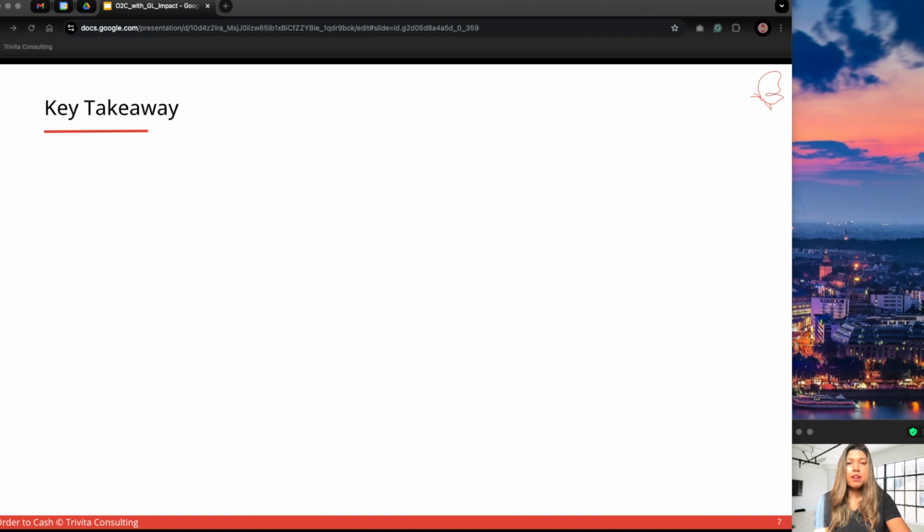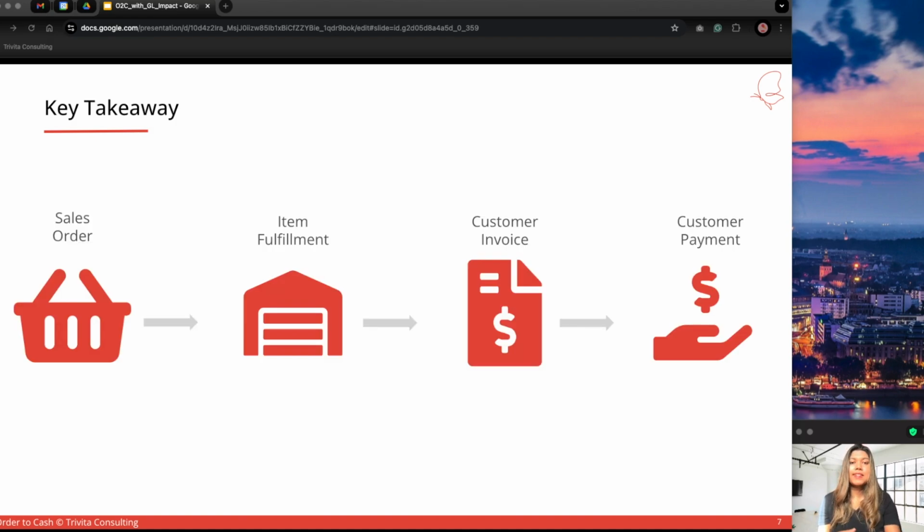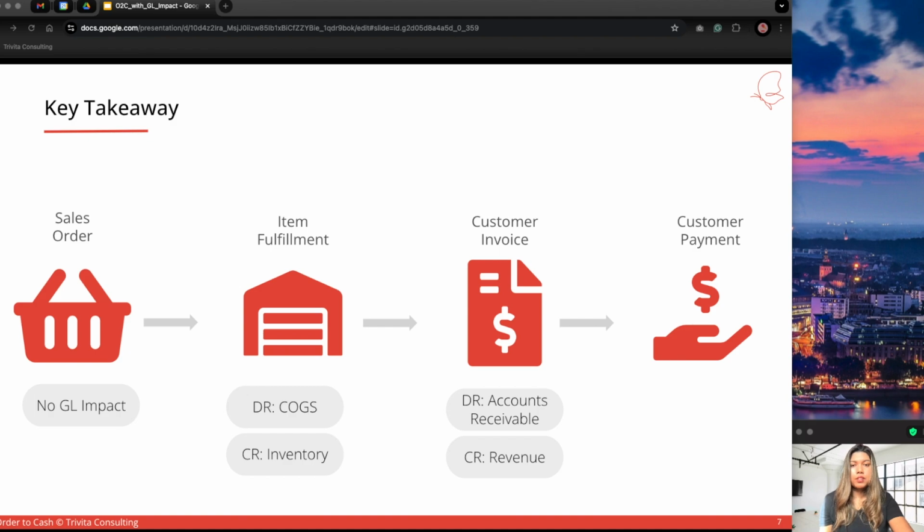So, to summarize, the order to cash process is a series of steps from order creation to payment receipt, each impacting the general ledger. SO has no GL impact whatsoever. Item fulfillment affects inventory and COGS accounts, invoicing impacts AR and revenue accounts, and customer payment will update your cash or bank accounts and reduce the accounts receivable.